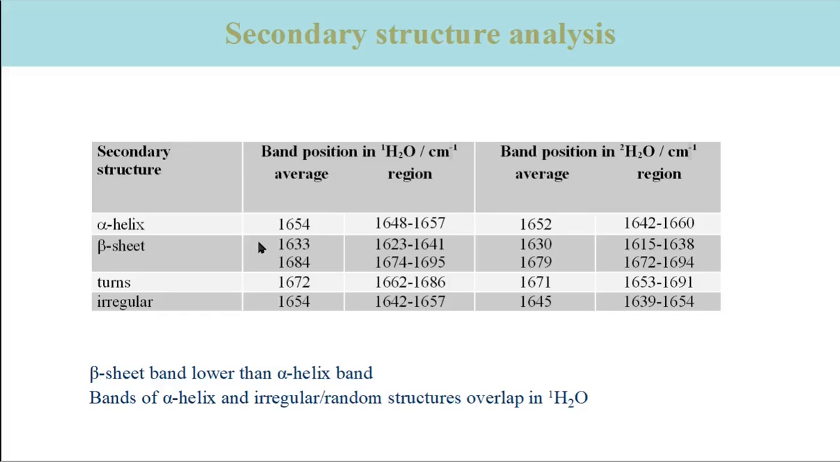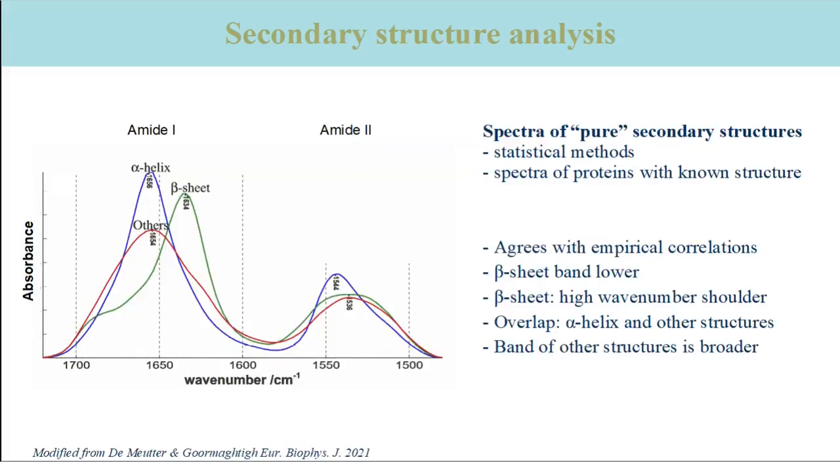The alpha helix band overlaps with that of irregular or random structures when the experiments are done in ordinary water, H2O. Here and here. In D2O, the overlap is less. Here and here. These empirical correlations have been confirmed by statistical analysis of the spectra of proteins with known structure.